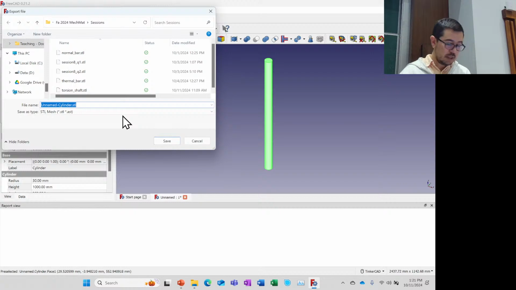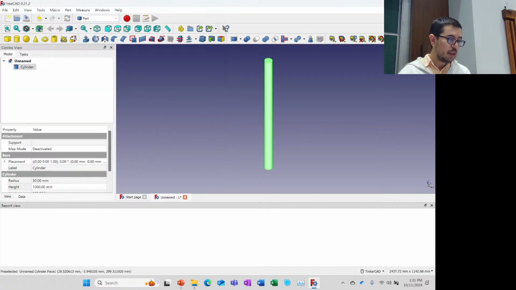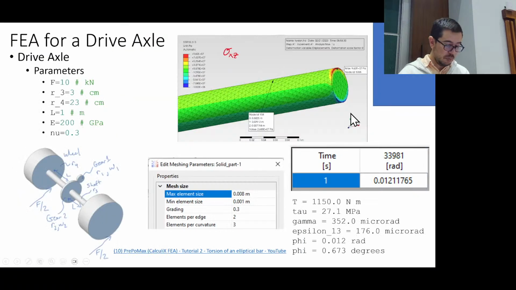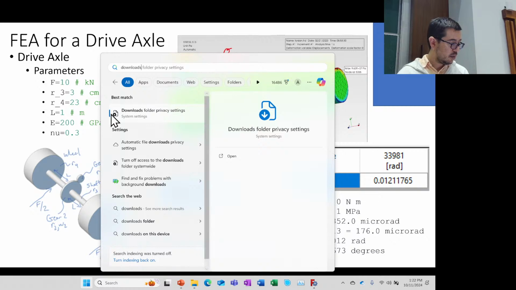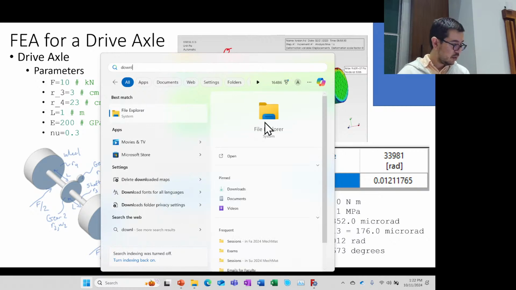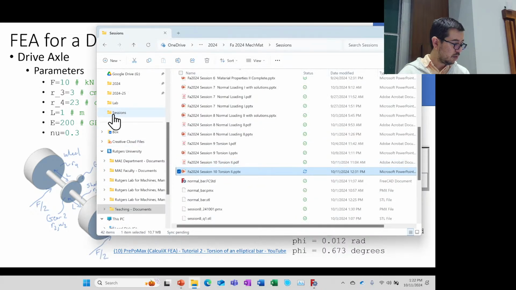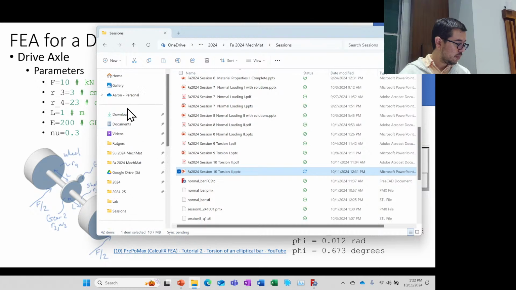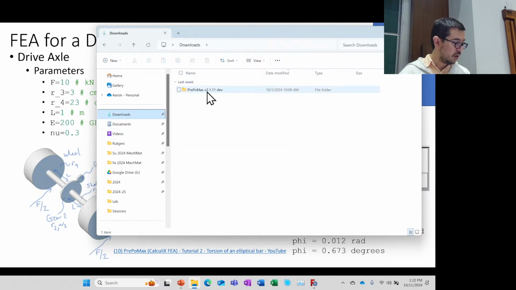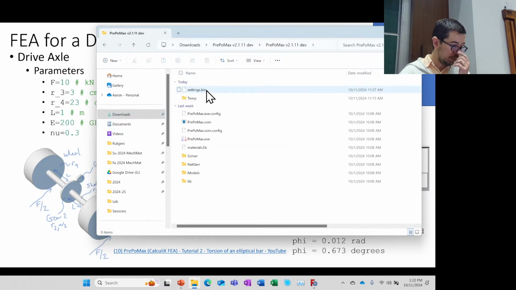And we'll call it, sure, unnamed cylinder is fine. I don't mind that. Okay, and then we're going to open up our downloads, where I have PrePoMax sitting.